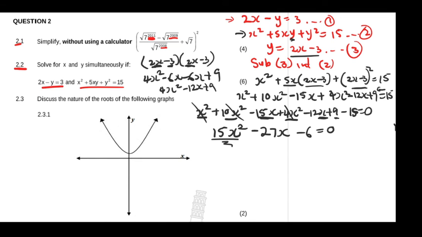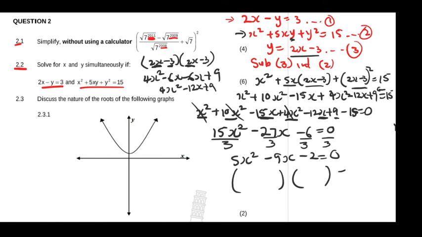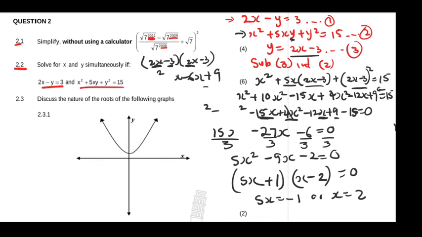And then I'm going to divide by 3 all sides to just simplify it further. So I'm going to get 5x squared minus 9x minus 2 equals to 0. And then the factors of this problem here, so it's 5x and x, put the 2 here and put 1 here. So this is positive and this is negative. So 5x equals to minus 1 or x is equals to 2, right? So let me just remove this.